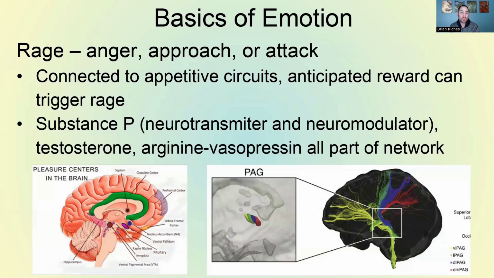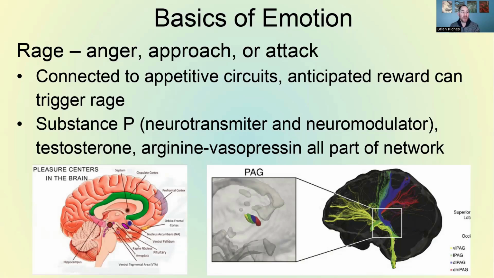We also see specifically some interesting neurotransmitters that are impacted in rage that are similar to things that are involved in pain. So substance P is one that we've not talked about. It's kind of another class of neurotransmitter. It does neurotransmission, neuromodulation, but also testosterone and arginine vasopressin. They are all part of this network. So they are much more active when we're seeing rage or anger, approach, attack happen versus when we see the desire piece happen or the fear piece happen. So it's not just the brain circuitry areas, it is also some of the neurotransmitters that are unique to rage.